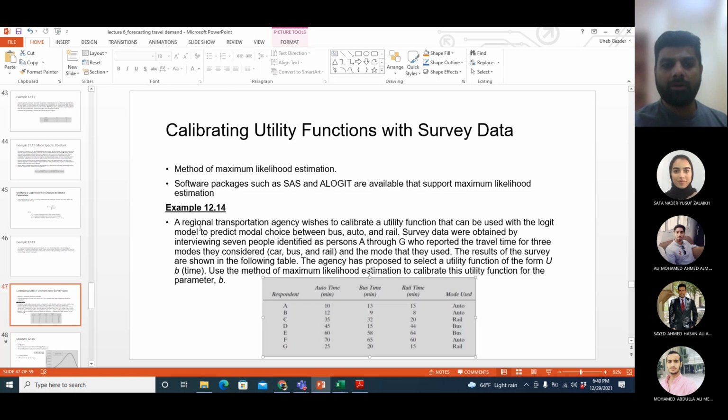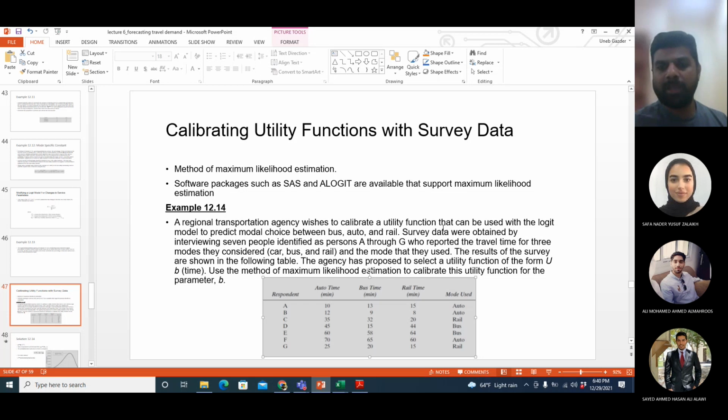Okay, so how is the maximum likelihood method applied to calculate the coefficients A, B, C, and D? We take this example. A regional transportation agency wishes to calibrate utility functions, which you can use in a logit model. They have three choices now. Earlier we were doing it all for two choices, but now we have three choices, so the number of choices can increase.